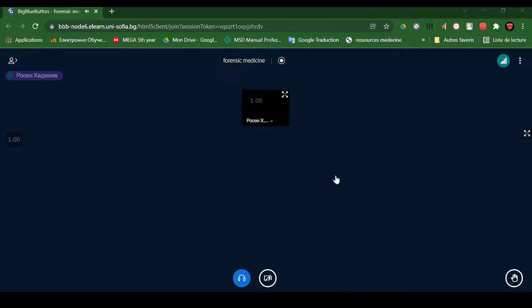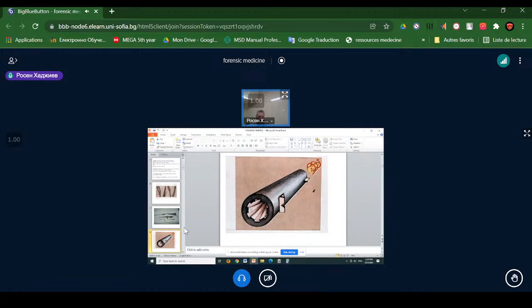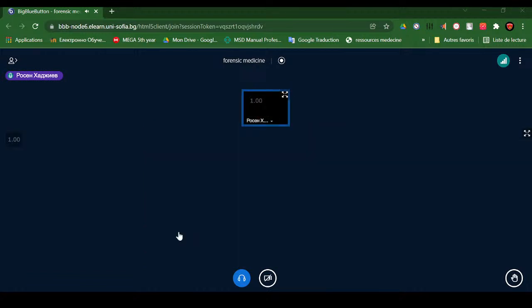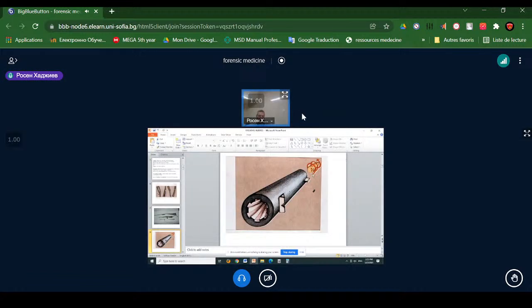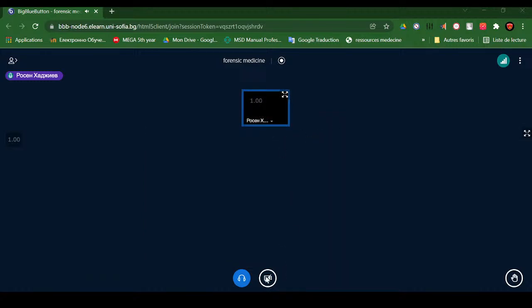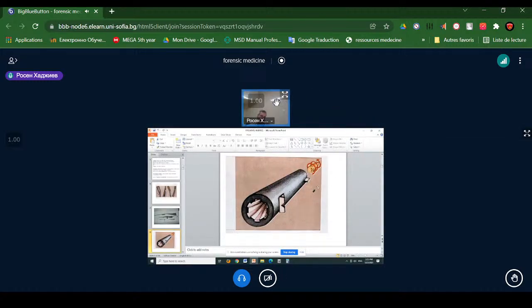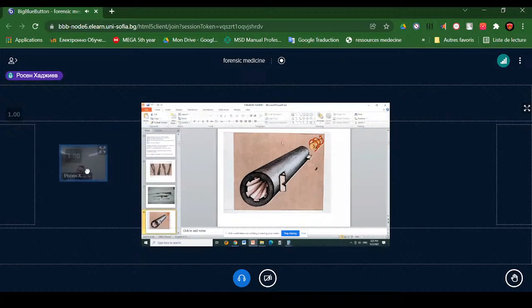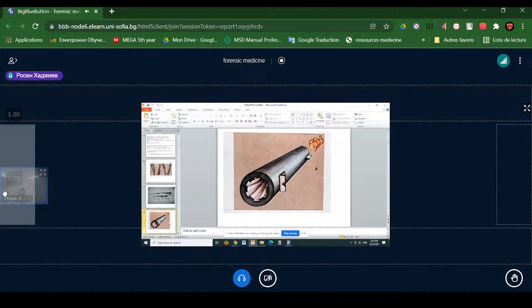Different type of ammunition. These are the grooves of the muzzle. As I said to you before, these are the furrows inside of the barrel, and they give rotational movement to the bullet and make its flying more stable and longer.